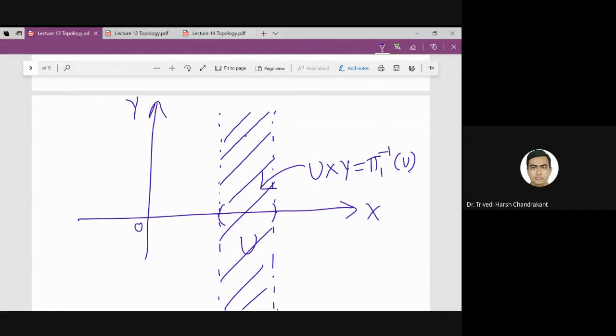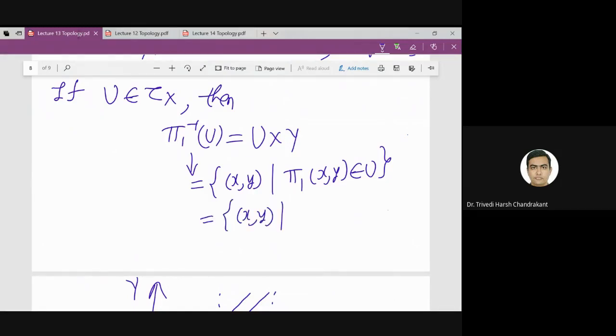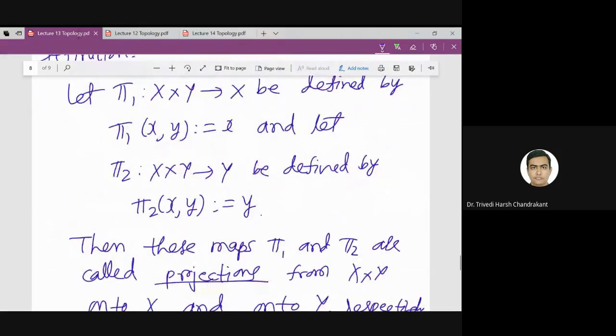So what is pi one inverse of U? Pi one inverse of U is basically the points (x, y) such that pi one of (x, y) belongs to U. And what is pi one of (x, y)? That is x belongs to U, because pi one of (x, y) is x.